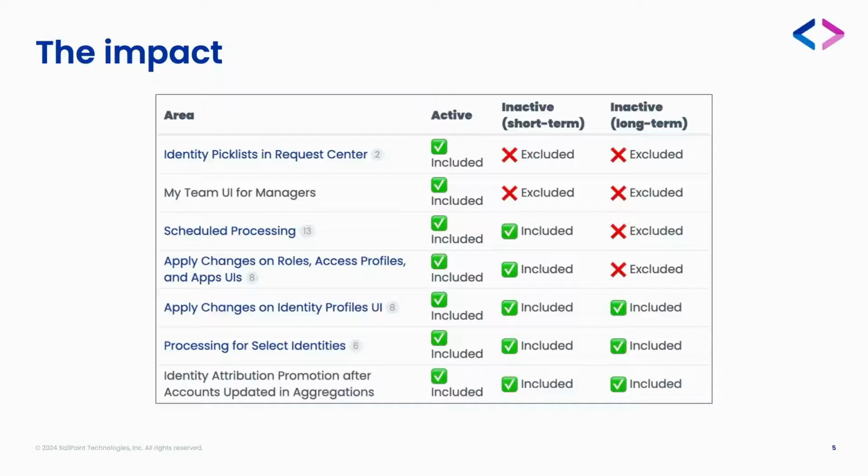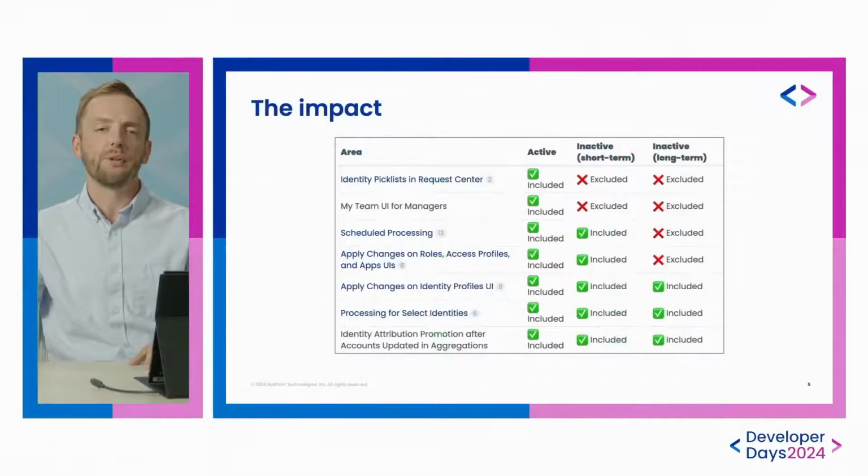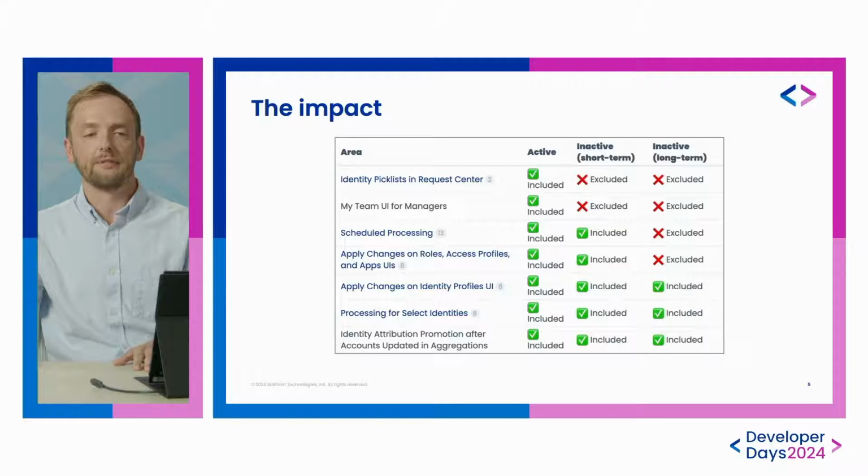When you do a request on behalf of and you search for somebody by name, you will only see names belonging to active identities. The other part is when the manager is going to put in a request for their team. In the past, when they picked for my team, it would give them all their team members, including ones who had departed. Now, it will include just the actives.